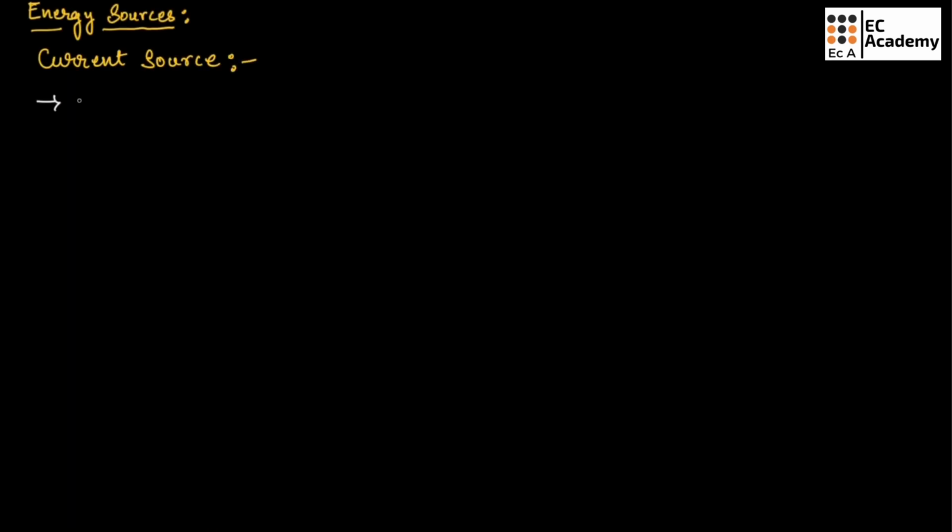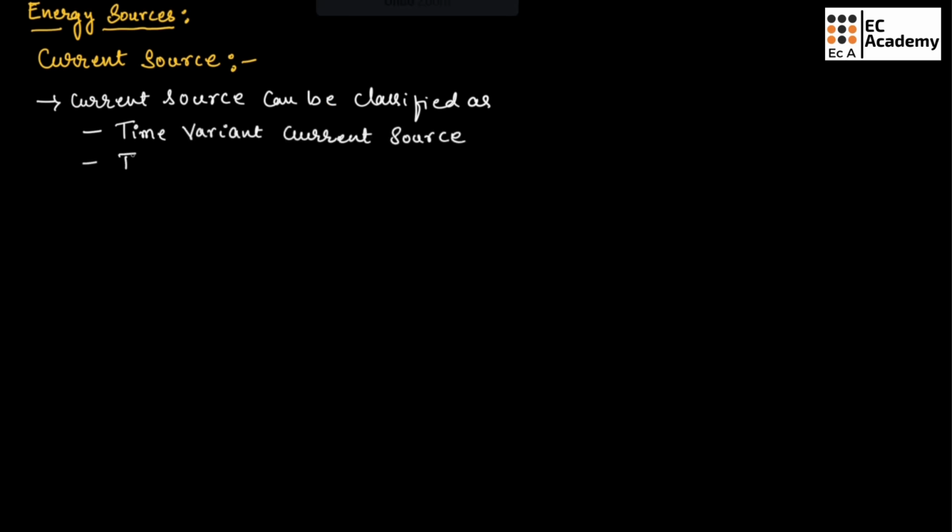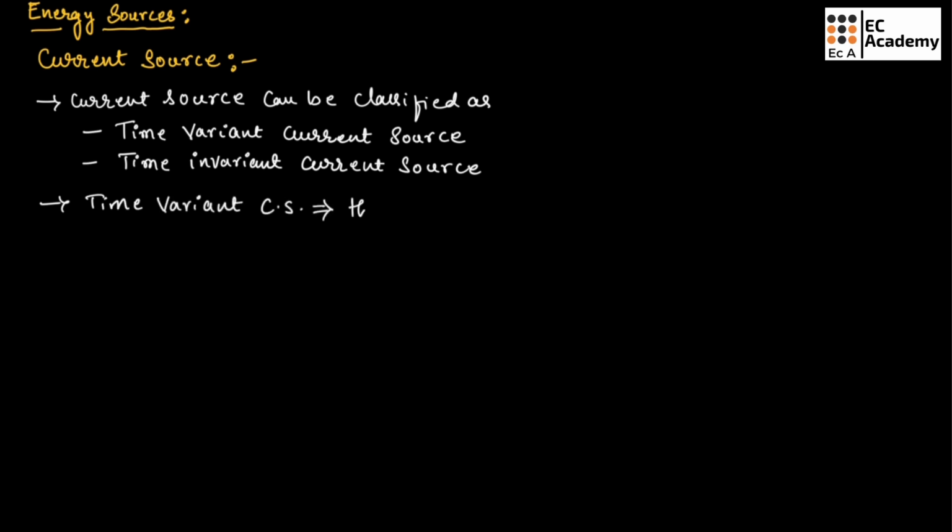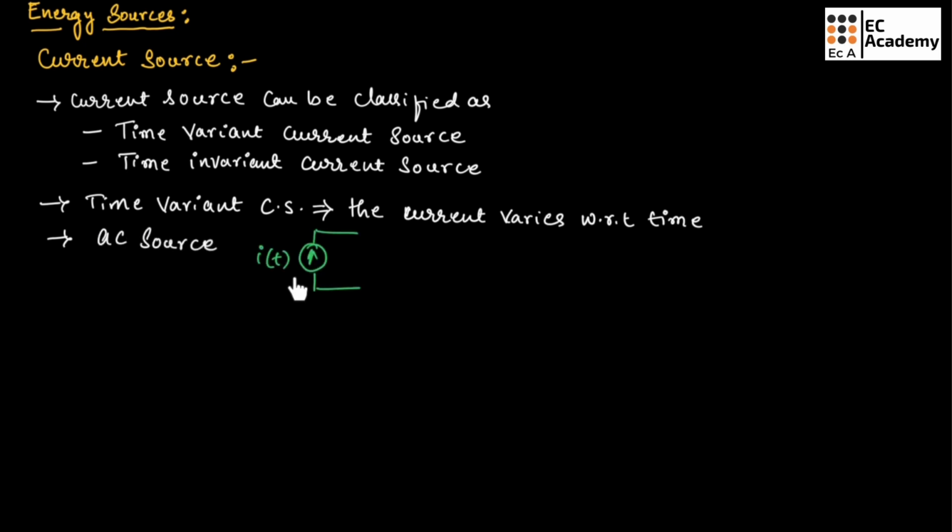The current source can be classified as time variant current source and time invariant current source. In a time variant current source, the current varies with respect to time. Such types of current source are known as AC source. This is the representation of a time variant current source. Here, small letters are used, which is represented as I of t. Here t is written in the bracket, which means this current varies with respect to time t.